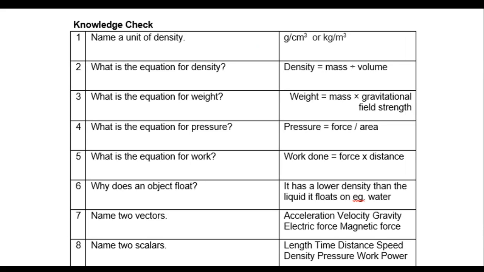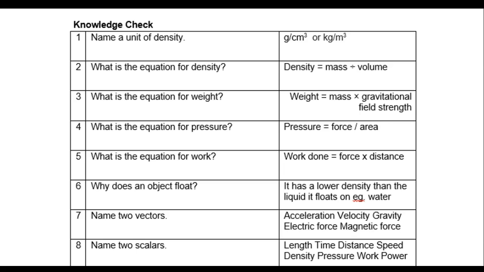Here are the answers to the questions. So for the first question, the 2 units of density are grams per centimetres cubed or kilograms per metres cubed, and you can put either one of those units. The equation for density is density equals mass divided by volume, or D equals M divided by V.